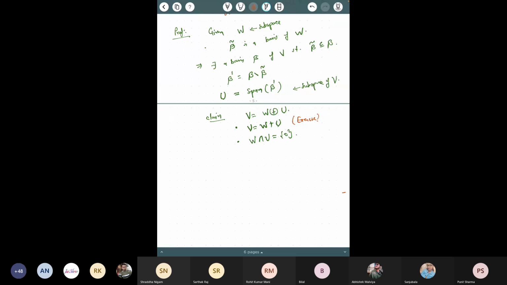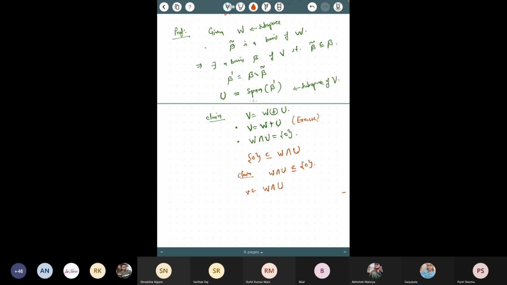So one side containment is straightforward. That means zero is always contained in W intersection U, because both of them are subspaces, so the zero vector would be there. You have to show now the other way, that W intersection U is contained in zero. What does that mean? It means that if you take any vector V in this intersection, you have to show that this vector is equal to zero.